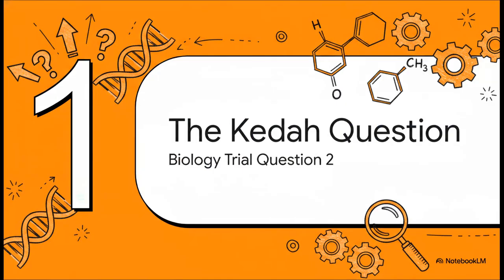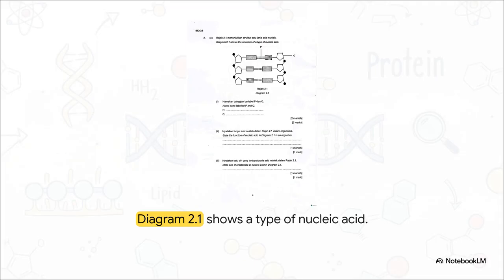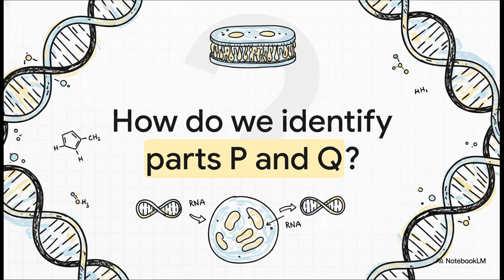Section 1, the CADA trial question. Let's establish exactly what we're trying to solve today. Take a close look at the structure we have right here. We can clearly see a double helix structure, which immediately tells us we're dealing with a specific type of nucleic acid. But pay special attention to those parts labeled P and Q. The exam actually asks you to name these two exact components. So, the big question is, how do we correctly identify parts P and Q?